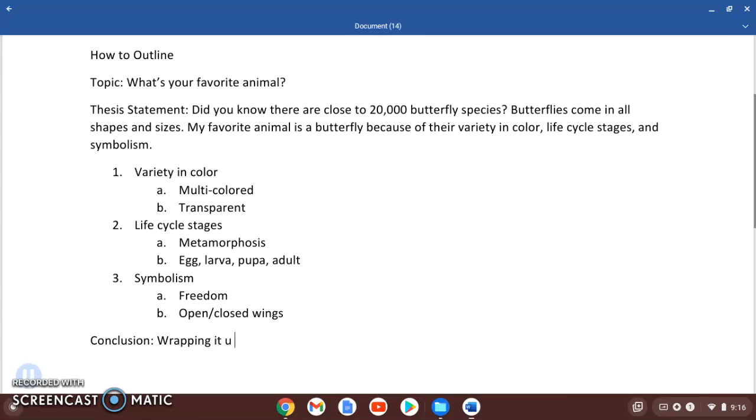Wrapping it up with a bow, right? So it's really highlighting all the things that you talked about before, highlighting some of the examples and the key points in your essay ahead of that, and then closing it out and letting your audience know your last thoughts.